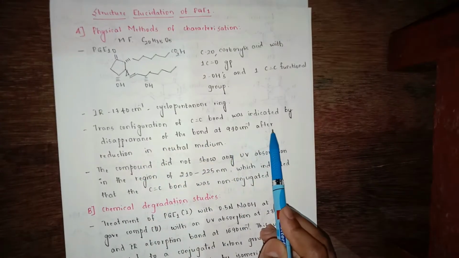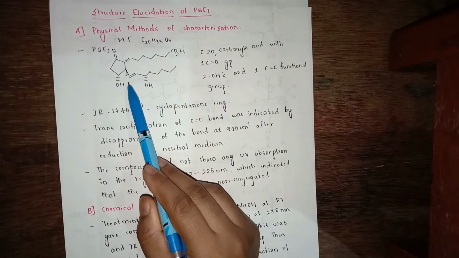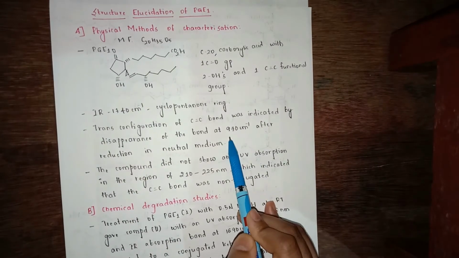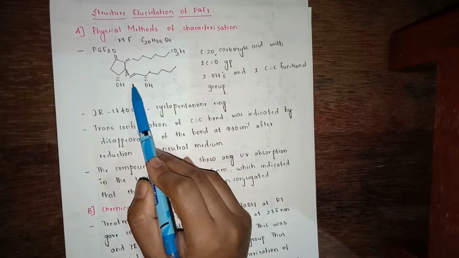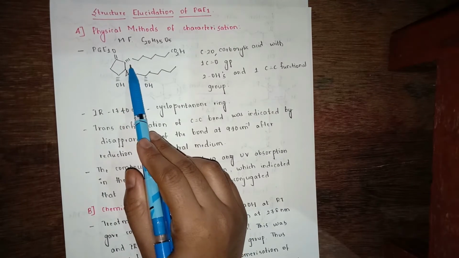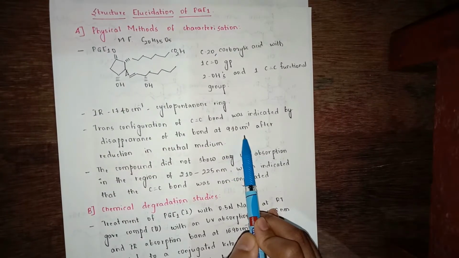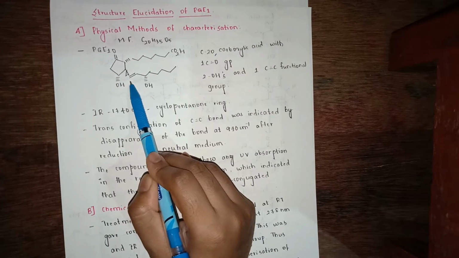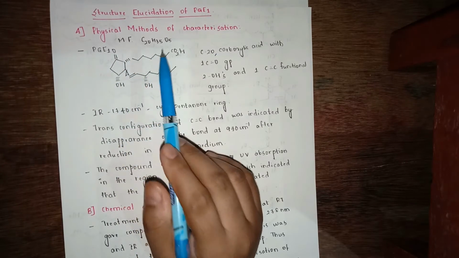The trans configuration of C double bond C was indicated by the disappearance of the band at 970 per centimeter after reduction in neutral medium. This means that between 13 and 14, the double bond, when it was reduced, the band at 970 disappeared, which also said that the double bond system is trans with respect to the OH system and with respect to the other chain system. So the disappearance of 970 in the neutral medium, when the C double bond C got reduced, said that this double bond is trans with respect to all the systems.